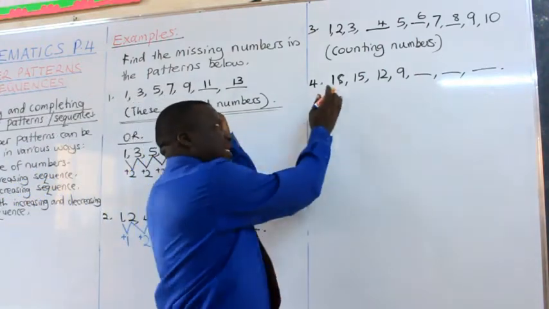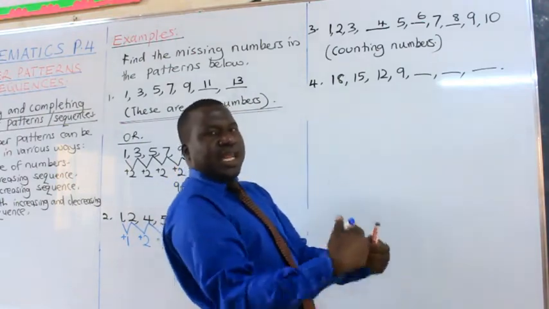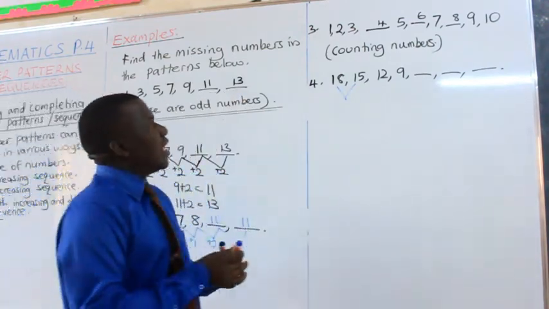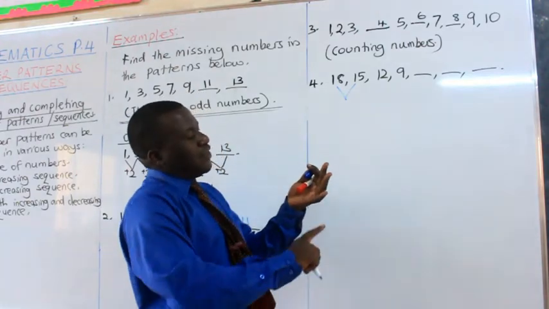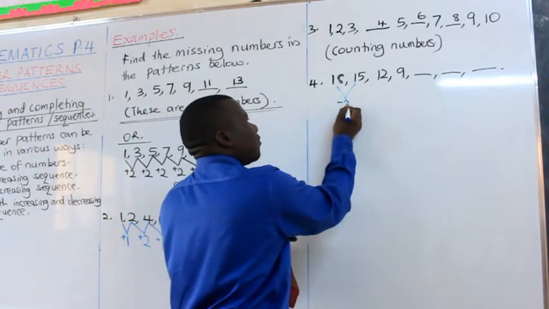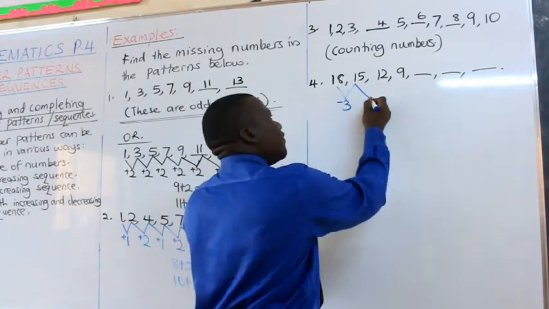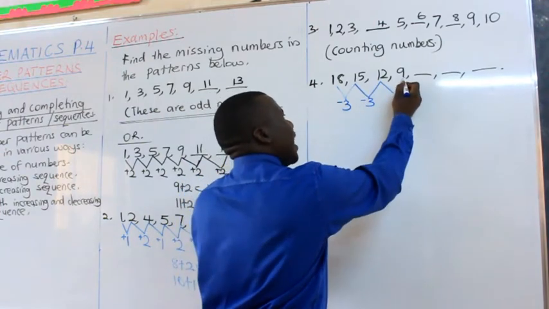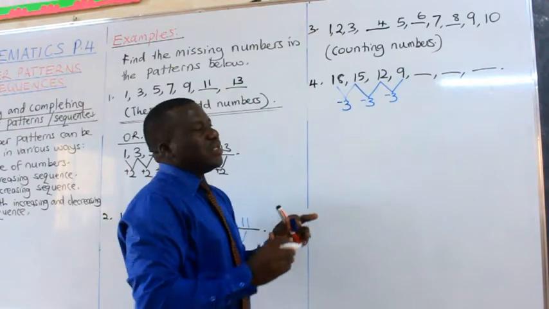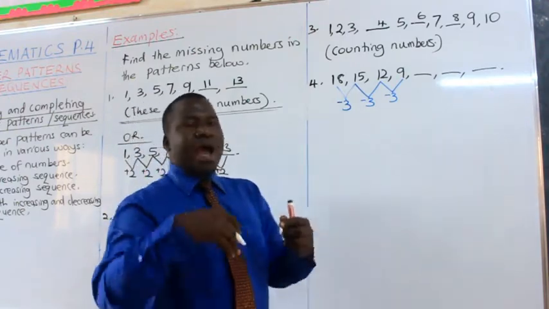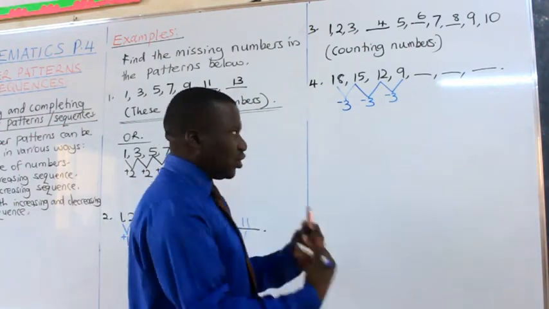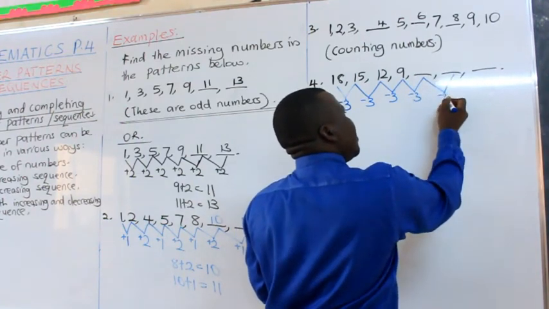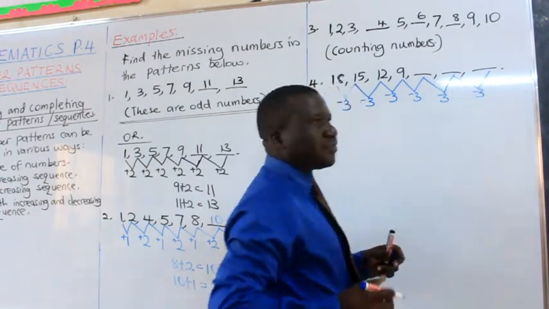When you look at 18 to 15, the numbers are reducing, they are decreasing, okay? So from 18 to 15, what have they subtracted? You can count 15, 16, 17, 18. So they have subtracted 3 to give you 15. Even from 15 to 12, they have removed 3 to give you 12. From 12 to 9, they have also removed what? 3. So this is a subtraction number pattern, a reducing number pattern. So you are going to subtract 3 throughout.